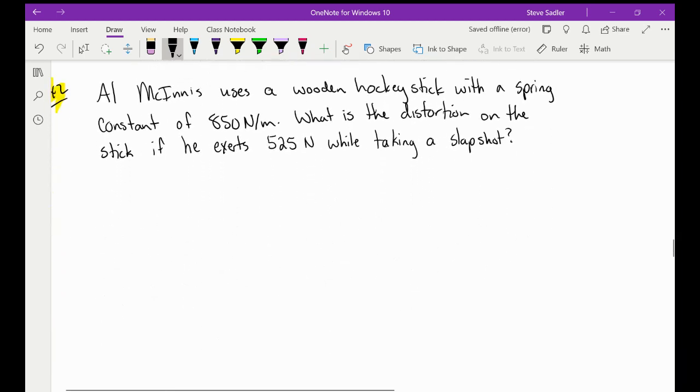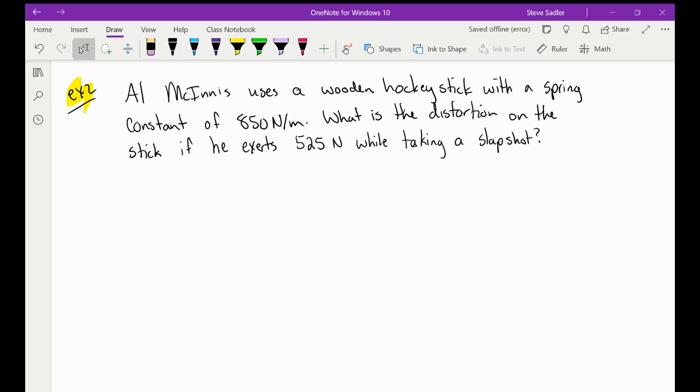Example 2, Al McInnes. Hopefully some of you know who that is. He's a hockey player from, well, even a little bit before my time too. So you probably don't know who he is, but he had the hardest slap shot in hockey for a lot of years.